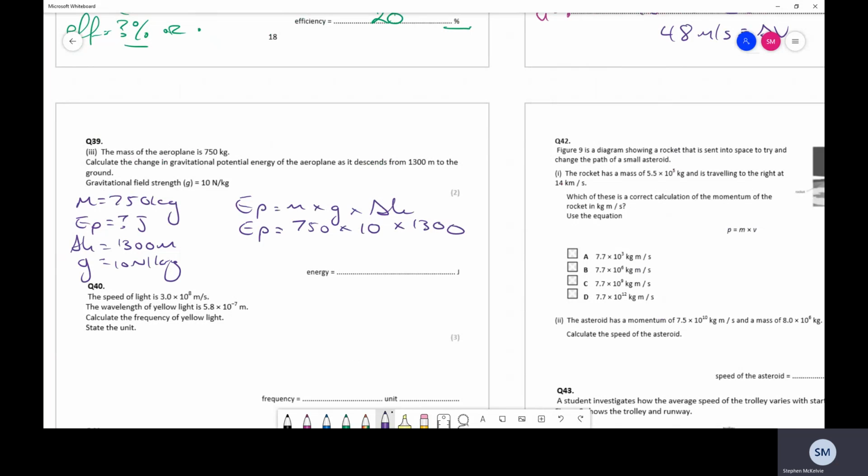Pop that into my calculator. 750 times 10 times 1,300 is equal to 9,750,000. Oh wow, we actually had that number earlier on.